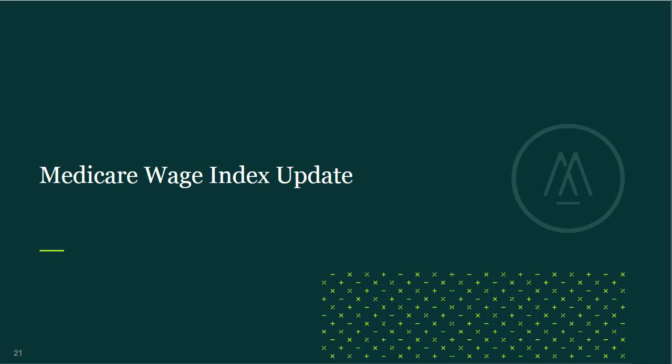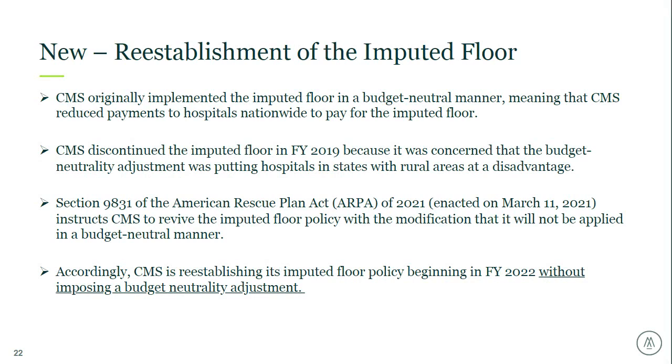From here, we're going to pivot into the Medicare wage index update. Interesting in terms of new proposals that were offered up in the IPPS proposed rule, CMS is reestablishing the imputed floor, primarily because Congress stepped in. CMS originally implemented the imputed floor in a budget-neutral manner, meaning that CMS reduced payments to hospitals nationwide to pay for the imputed floor. CMS discontinued the imputed floor in fiscal year 2019 because it was concerned that the budget neutrality adjustment was putting hospitals in states with rural areas at a disadvantage.